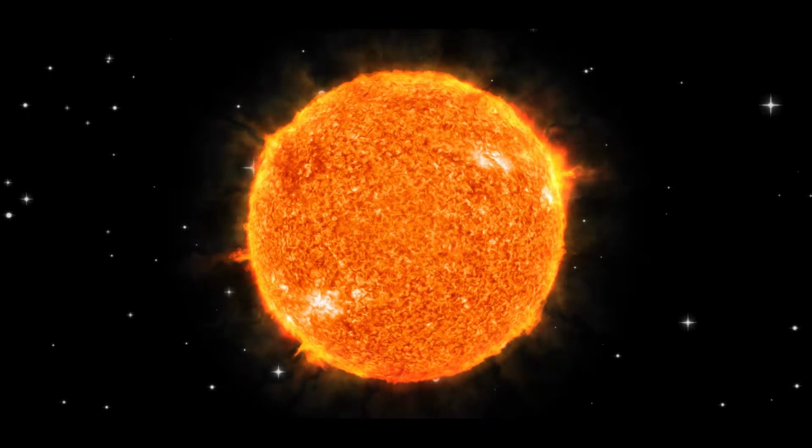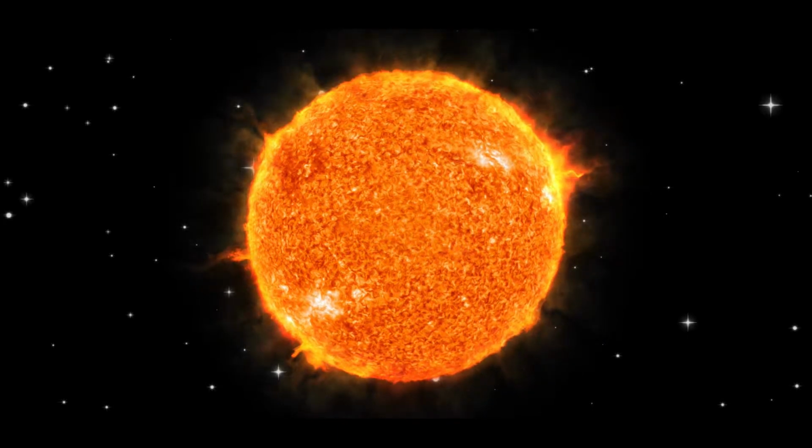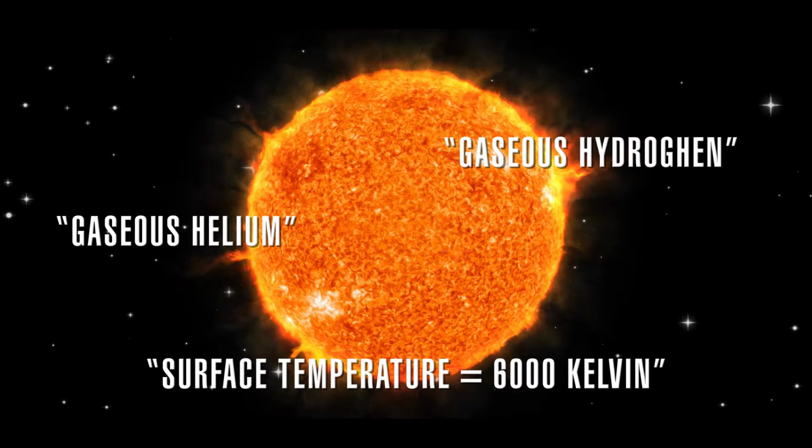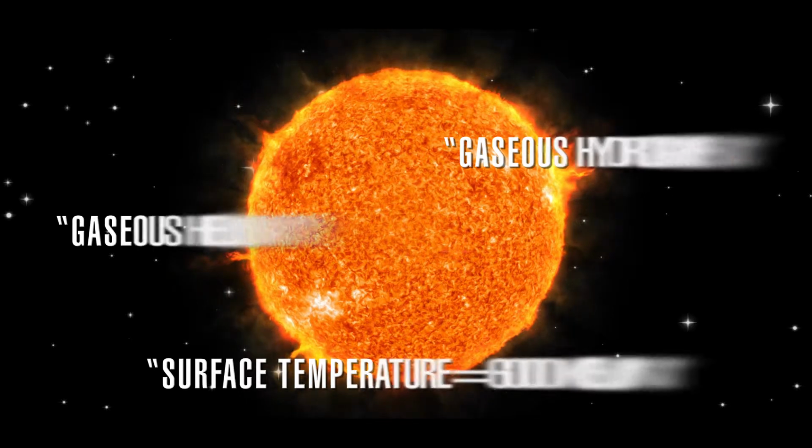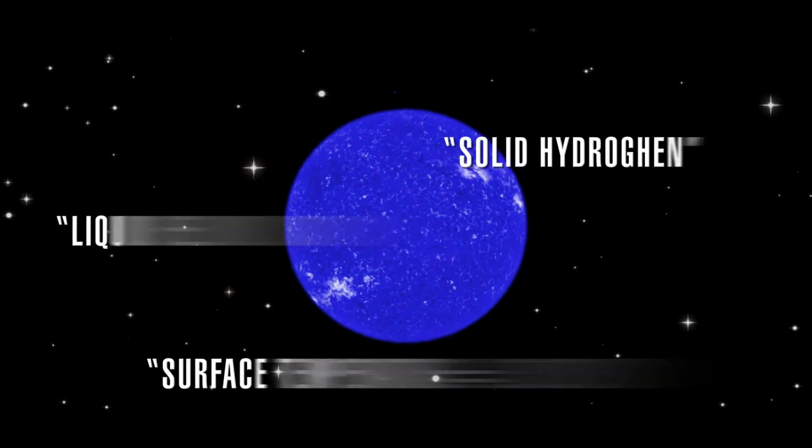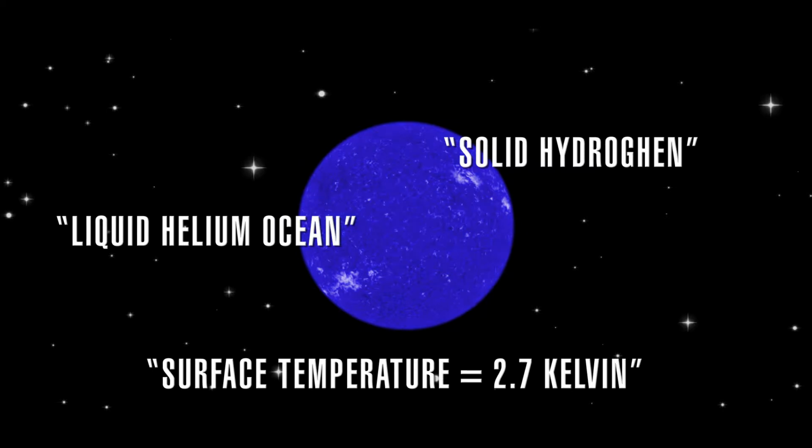Familiar hot bright stars are composed mostly of hydrogen and helium. If our sun's surface was at 2.7 Kelvin, it would be a cold dark star radiating a perfect black body spectrum, exactly like that of the cosmic microwave background.